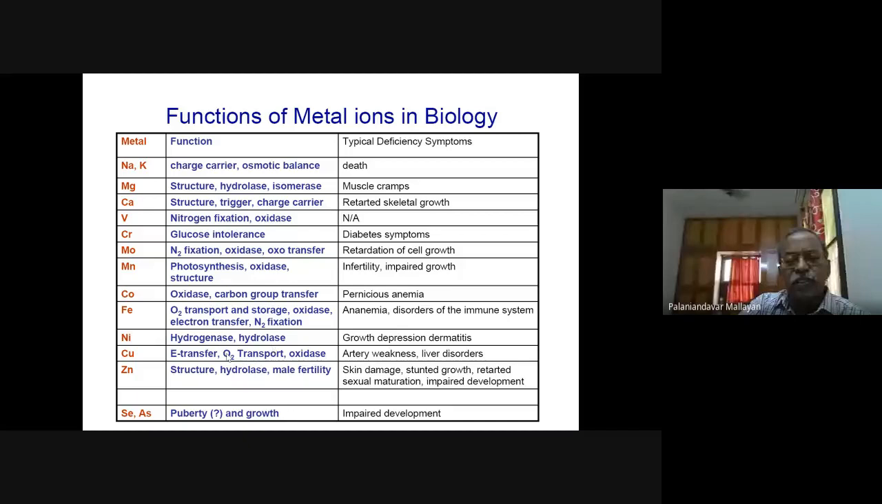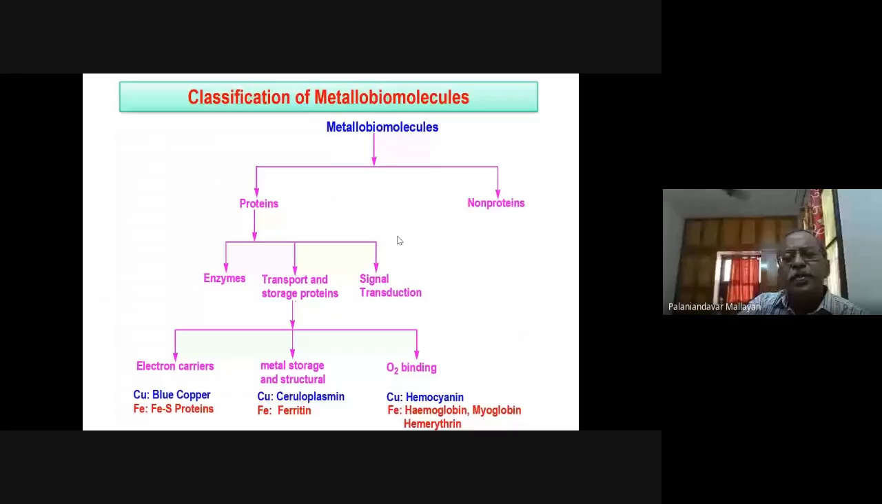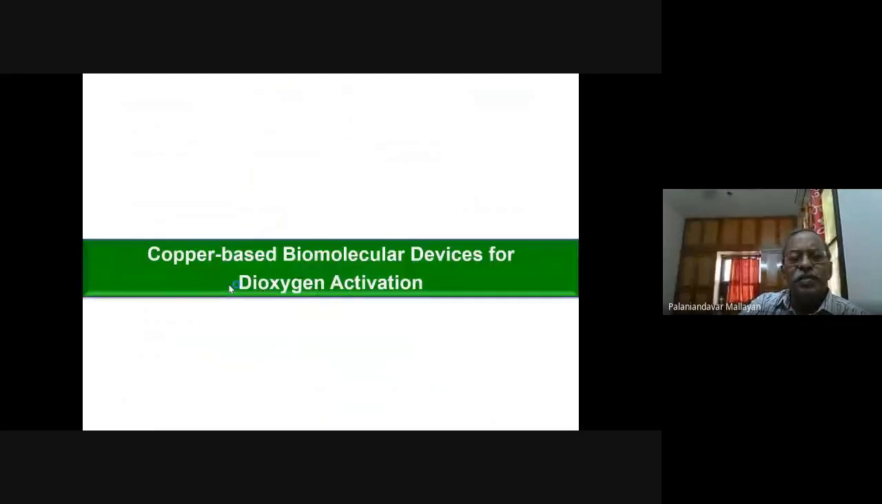This is what I talked about during my last lecture, that is dioxygen transport by copper-containing hemocyanin. The oxidase reactions will be looked at. In absence of the required amount of copper, we will have weakness in the artery, and also liver disorders. Again, I want to repeat how metallobiomolecules are dealt with, that is proteins. When they are involved in these functions, they are called transport proteins. When they are involved in chemical transformations, they are all enzymes.